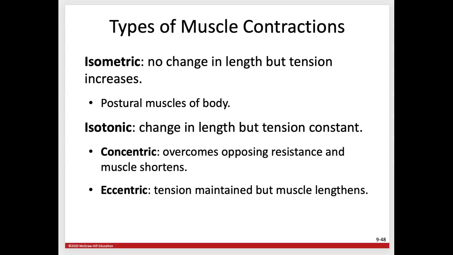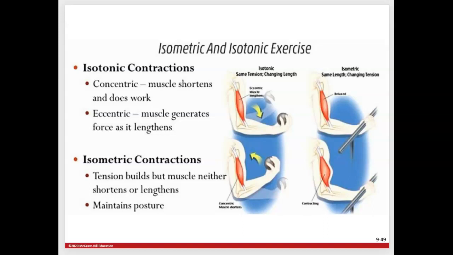So we have concentric and eccentric. And honestly, pictures do a lot more for me with these terms. So the ones that I just talked about, isotonic contractions and concentric and eccentric contractions, are shown here. So when we talk about isotonic contractions, we're talking about the movement of a muscle. So the muscle either shortens or lengthens.